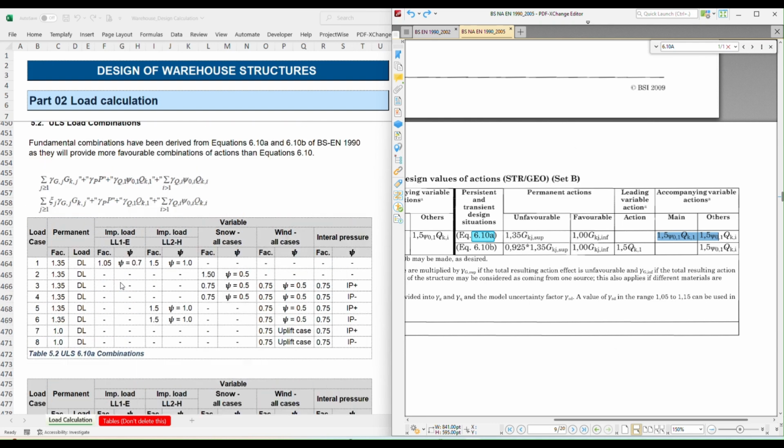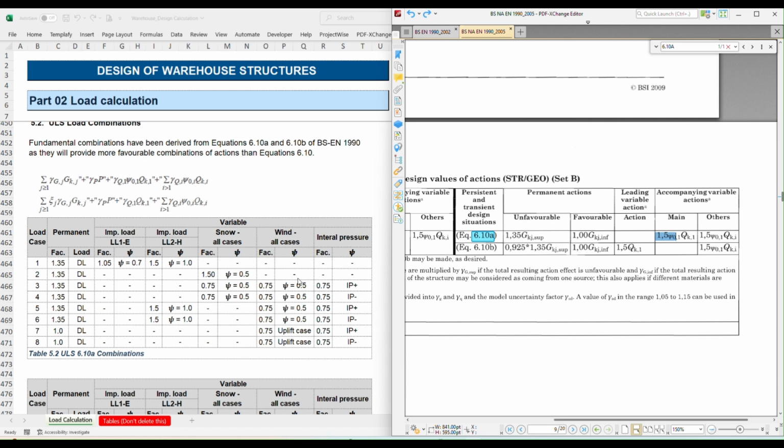Similarly, for the next load combinations we have only the dead load and the snow load, that is 1.5, the variable load combination we are considering here, and there is no reduction factor. And coming to the third and fourth, these are for wind load combinations, we are considering 0.75, that is 0.5 into 1.5. 0.5 is the reduction factor psi value that we are multiplying with this 1.5 variable load partial safety factor, and we are getting 0.75.